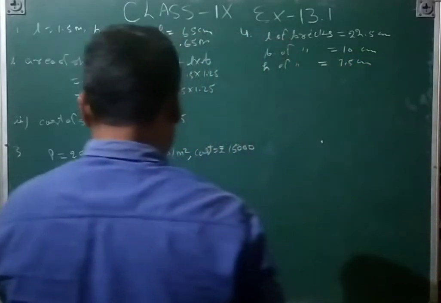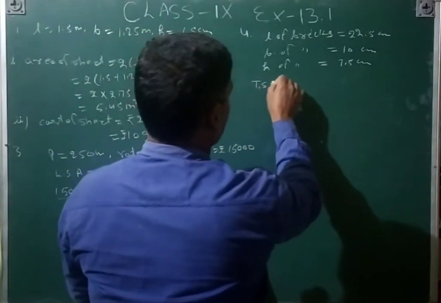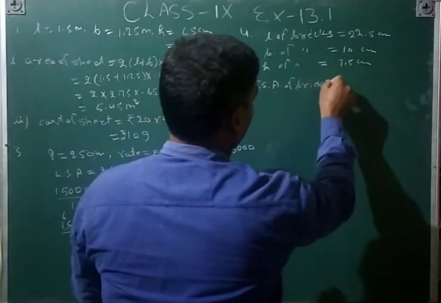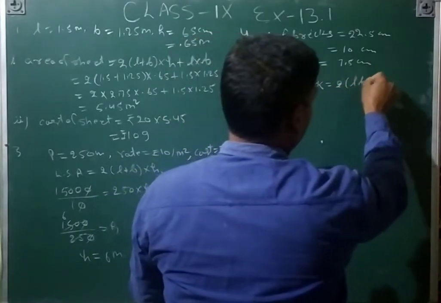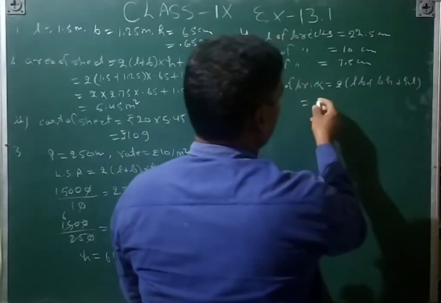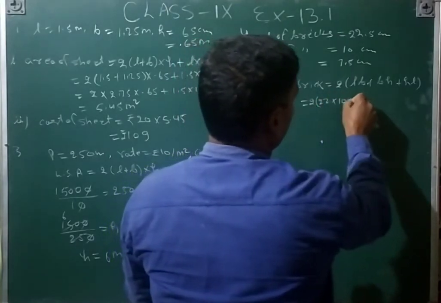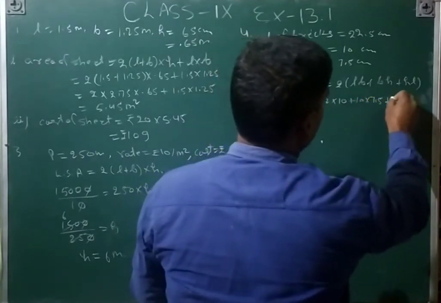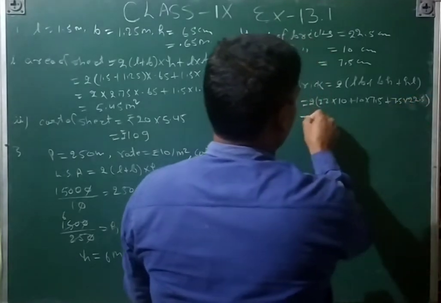The brick has all faces, so we will first find the TSA of the brick. TSA of the brick is equal to 2 bracket LB plus BH plus HL, so 2 bracket 22.5 into 10 plus 10 into 7.5 plus 7.5 into 22.5.